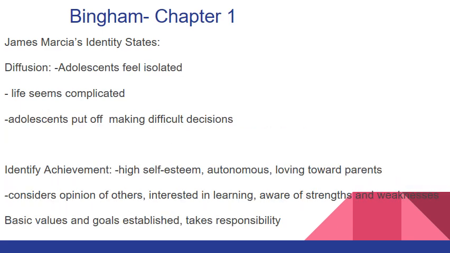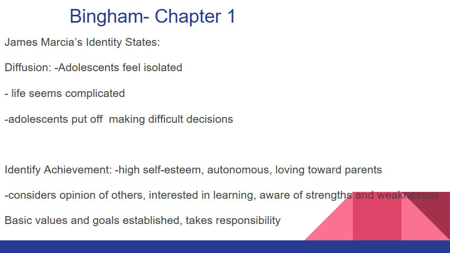Next is diffusion. During this time period, adolescents feel isolated. They start to worry that life is overly complicated, and they might even put off making difficult decisions such as where to go to college or what kind of career they want to choose or what kind of family or people they would like to have in their lives as they become adults.